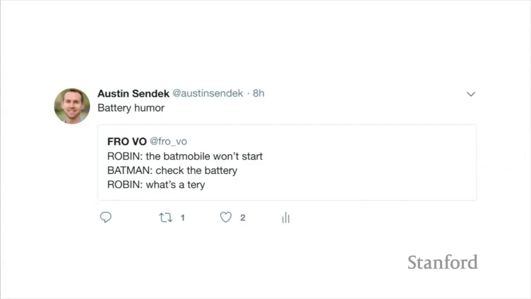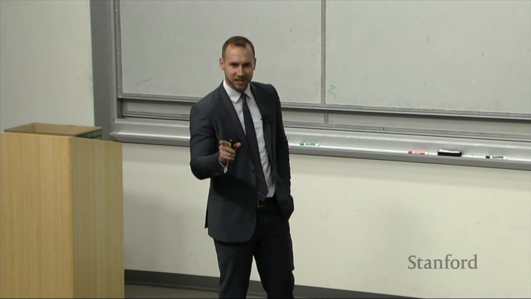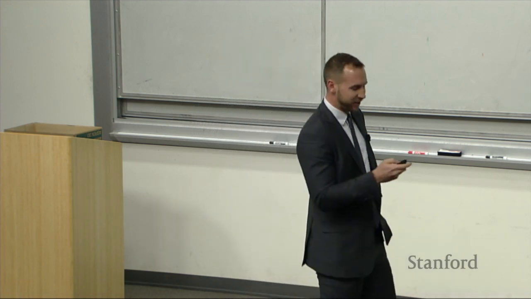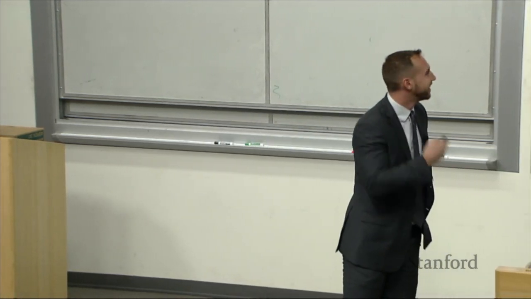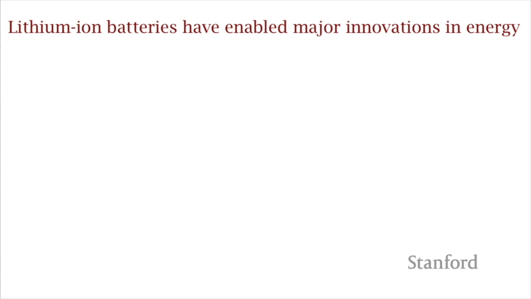And I'm also a big believer in starting presentations with a joke. So I just found this one on Twitter yesterday, and I thought it was hilarious. I don't know if you think it's very funny, but Robin says the Batmobile won't start. Batman says, check the battery. And Robin says, what's a Terry? Because Batman puts bat in front of everything. Okay, anyway, tough crowd. John did call me a very stable genius before this talk, so I'm not completely crazy. Okay, so let's get going here.